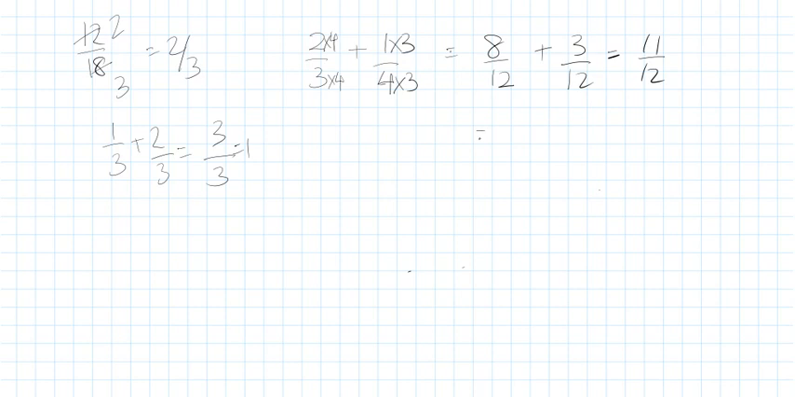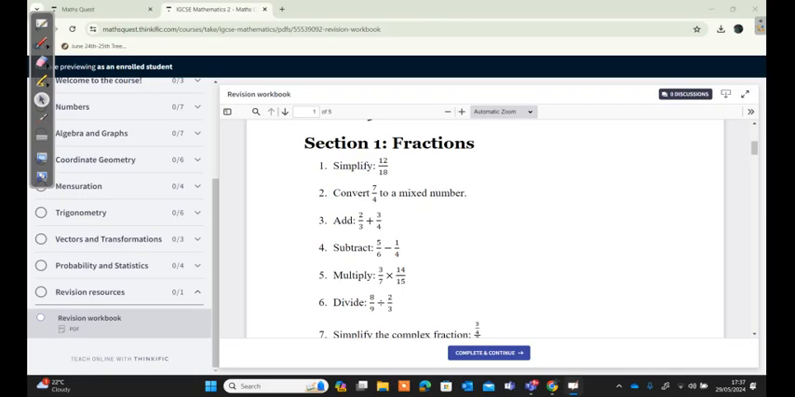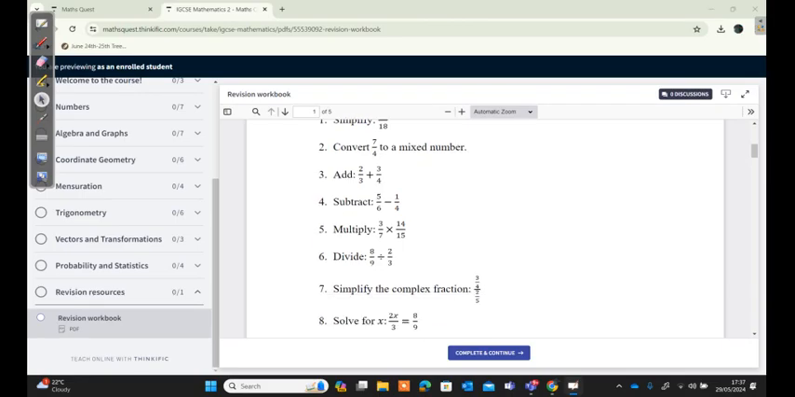The same technique can be used if it's subtraction as well. So let's go back. The addition and subtraction questions can be done using whatever I've just showed you. Now what about multiplication of fractions?